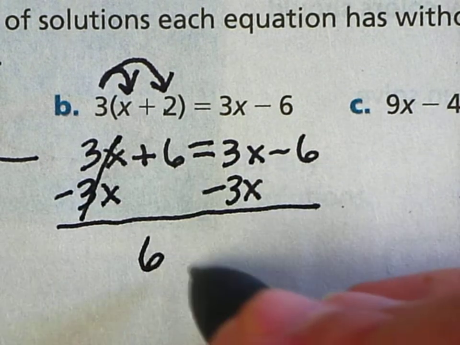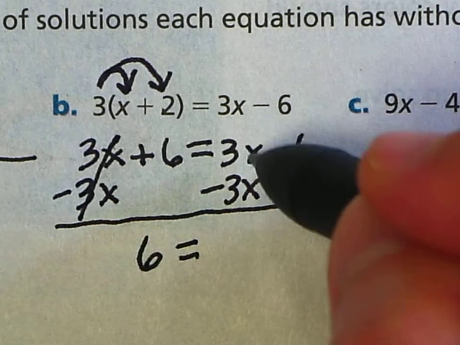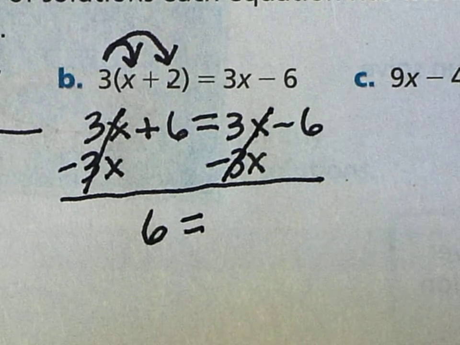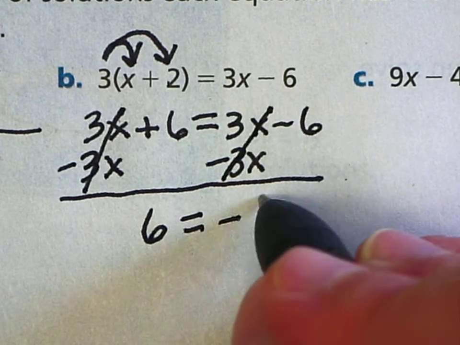I just have that positive 6 left. Bring down your equal sign. And then 3x take away 3x is 0 again. And so those cancel out, and then I have this negative 6 left.